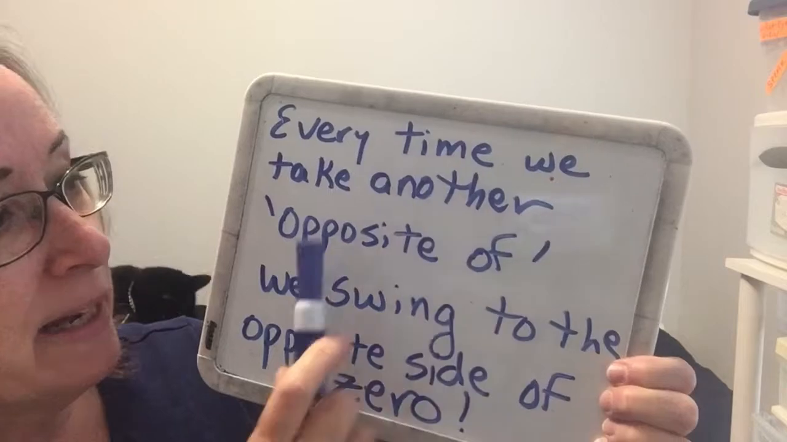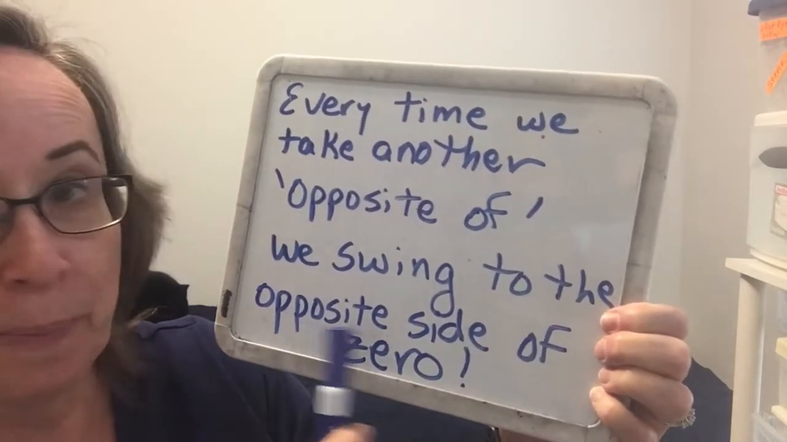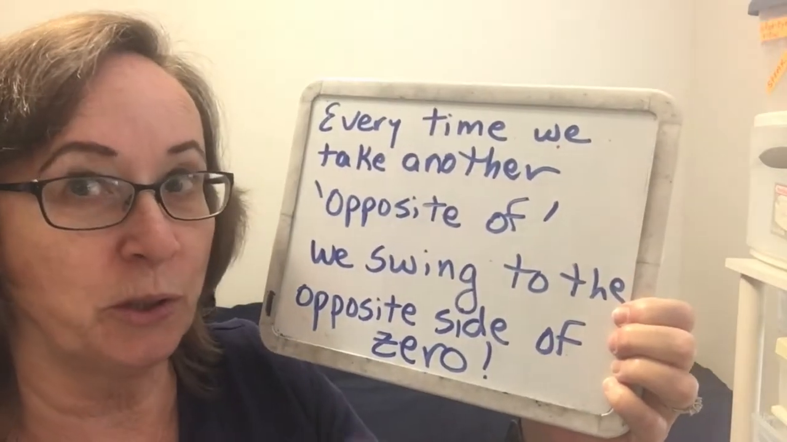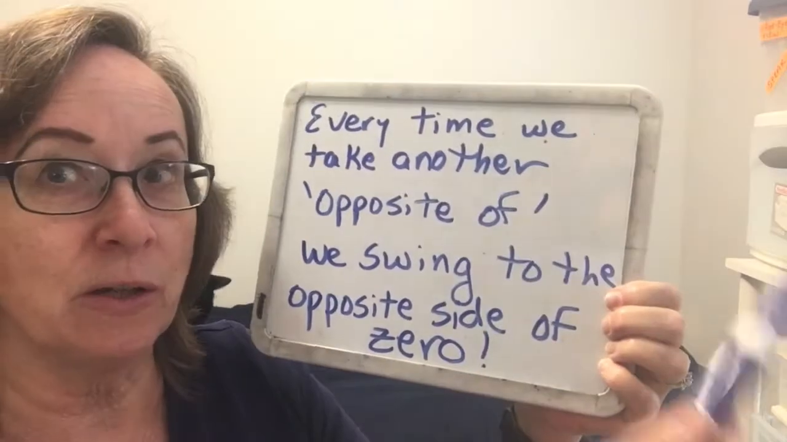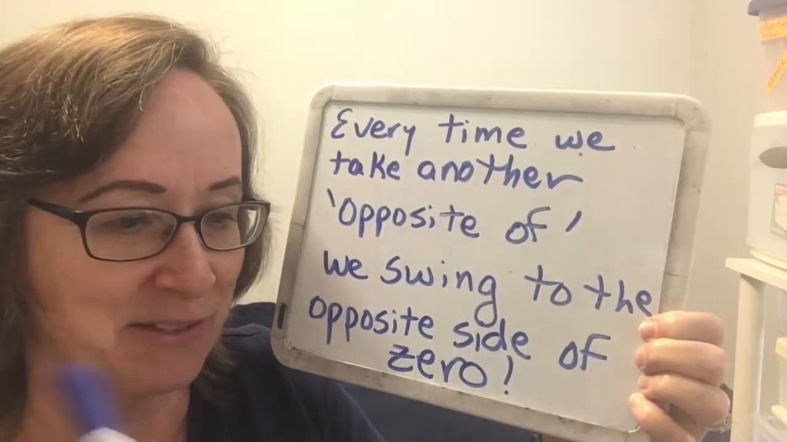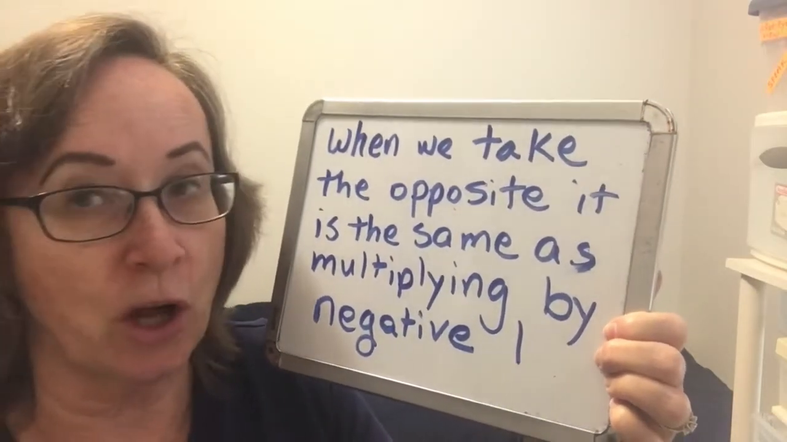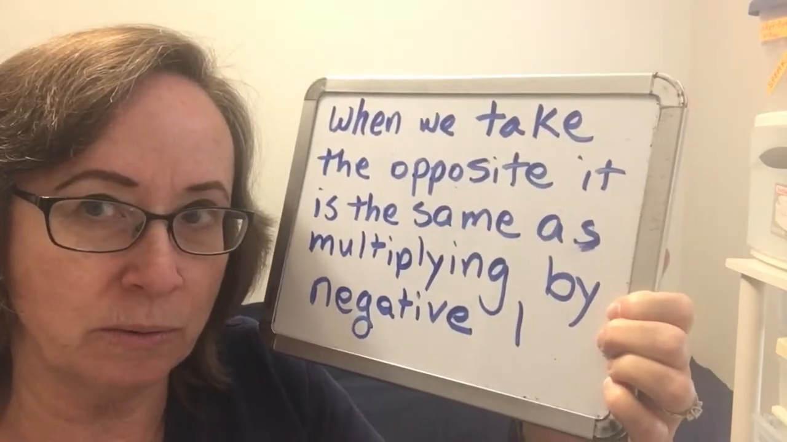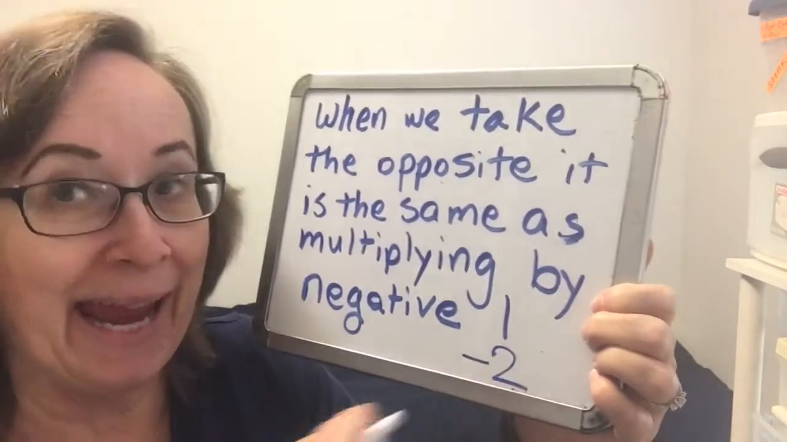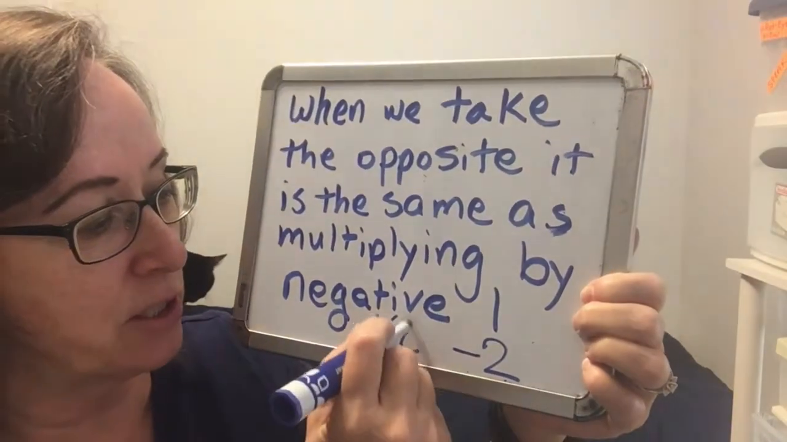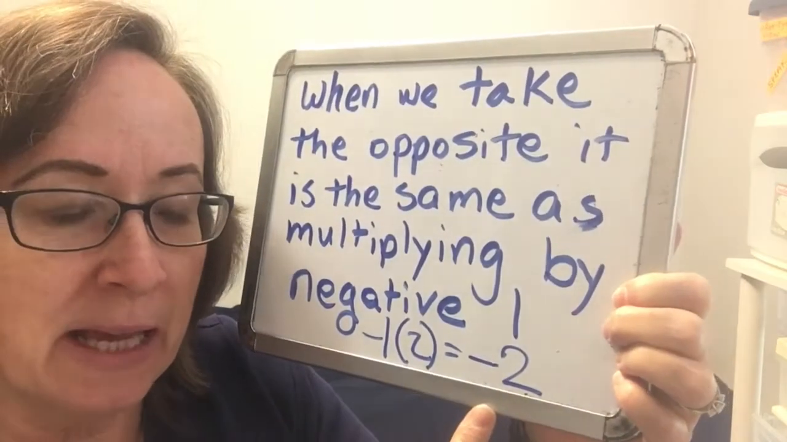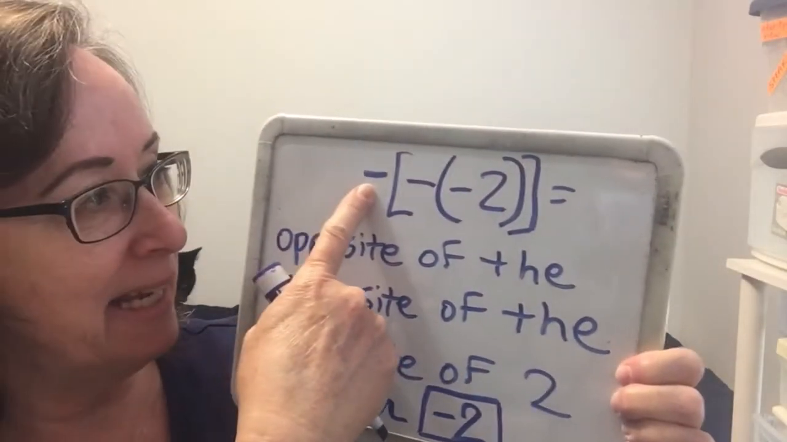Every time we take another opposite of, we swing to the opposite side of the 0. So 2 is on the right-hand side of the 0. If we say the opposite of 2, we swing to the left-hand side, and it's -2. When we take the opposite, it is the same as multiplying by -1. So the opposite of 2 is -2, and -1 times 2 is -2. So every time you see a negative in front, it's really the same thing as a -1.